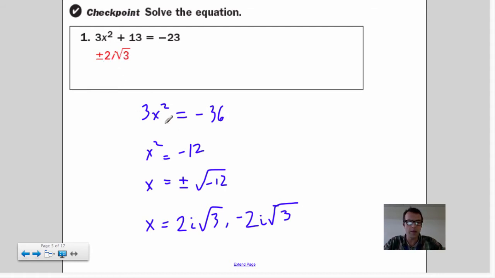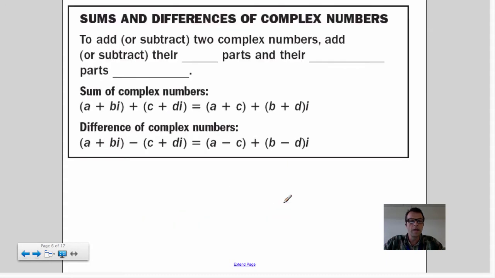Here are the steps I took. So I subtracted 13 from both sides, divided by 3, took the square root of both sides, plus minus. Please don't forget the plus minus. And now we're into this negative 12. The negative turns into i, and don't forget 12 is the same as square root of 4 times the square root of 3, which would give you 2 root 3. I hope you got that answer. We'll practice more in class.